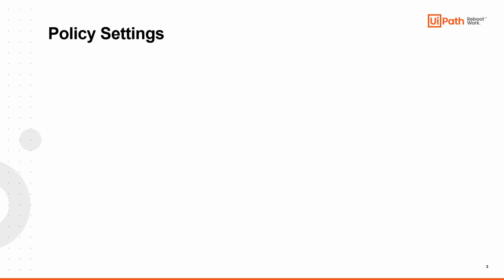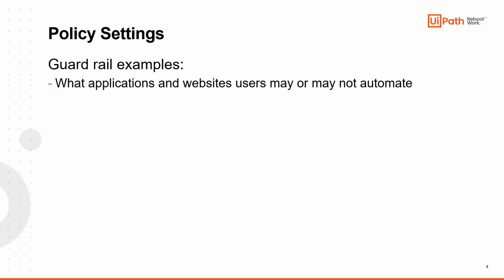To get started, let's take a look at the policy settings and how we can put the appropriate guardrails in place to make sure that users are following our organizational best practices so we can have confidence that they're not doing something that's going to be harmful to the organization in their automation. I'm going to start with a few examples of guardrails that we let you put in place that are extremely popular requests. First, we're going to let you control what applications and websites users may or may not automate. This has been our top request.